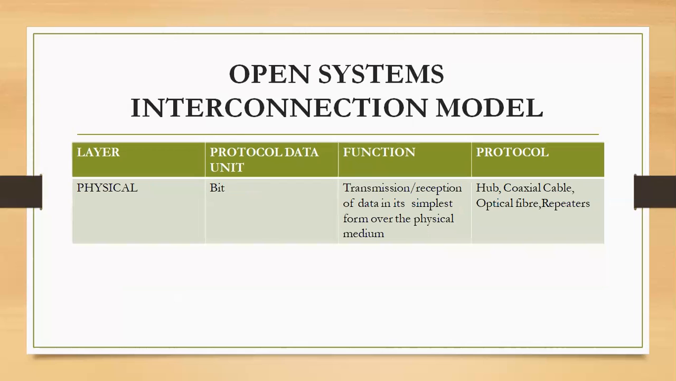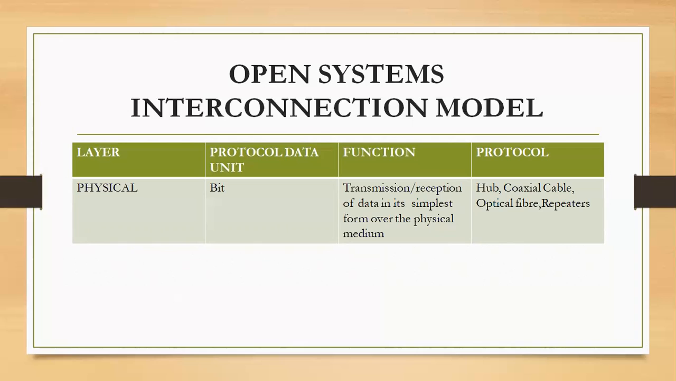Okay, then we have the lowest layer, which is the physical layer. The form of data at this layer is bits. This is basically the digital form of data, zeros and ones, data in binary form. Okay, so copper-based medium. If you are looking at optical fiber, then the data will be in the form of light pulses. So the function of the physical layer is basically transmission or reception of data in its simplest form over the physical medium.